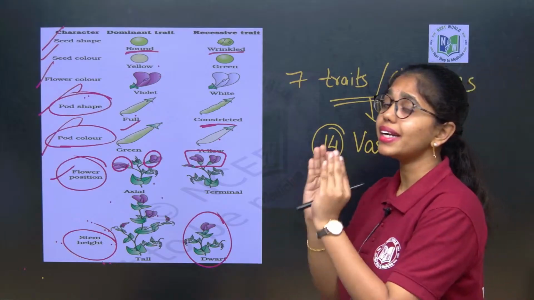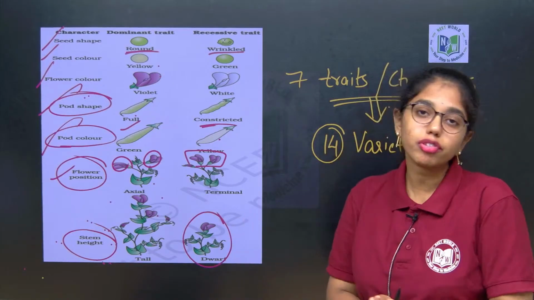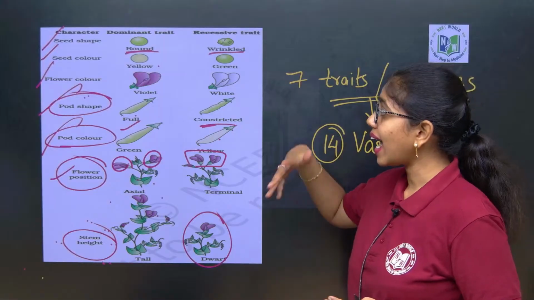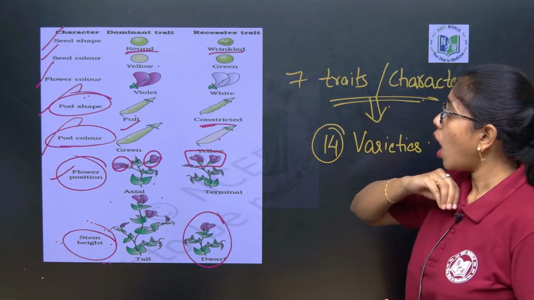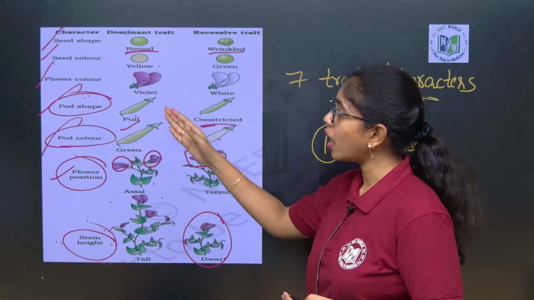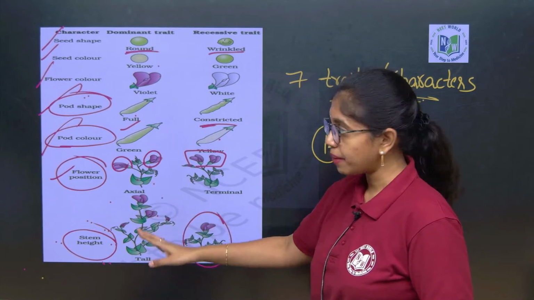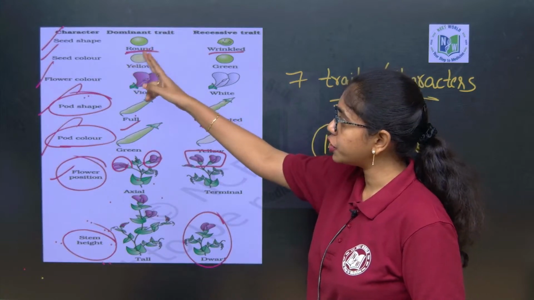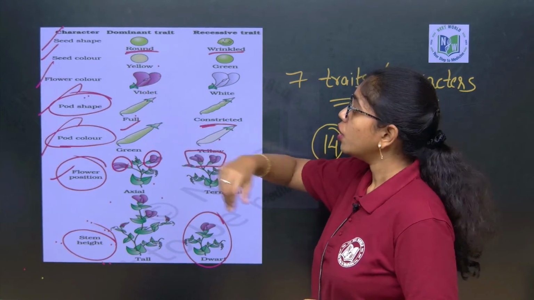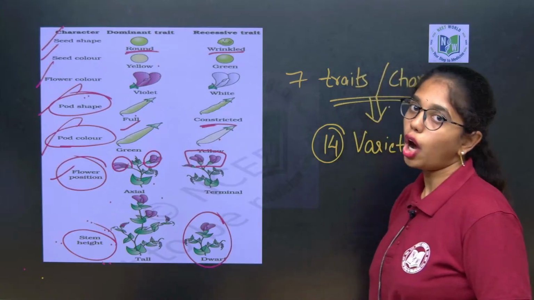All the dominant and recessive traits you have to fix in your mind. They can ask a numerical question or any type of question based on any trait. It is not just that you will get a question on stem height only, or only seed shape and seed color, nothing like that. You can get a question from any of these traits.